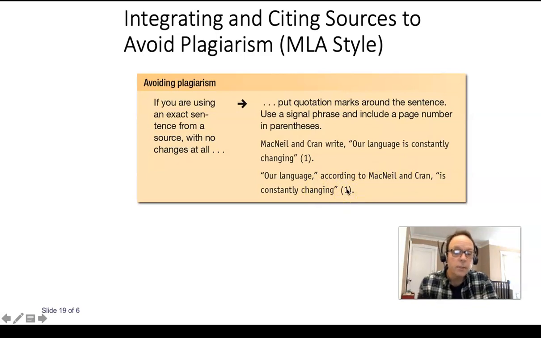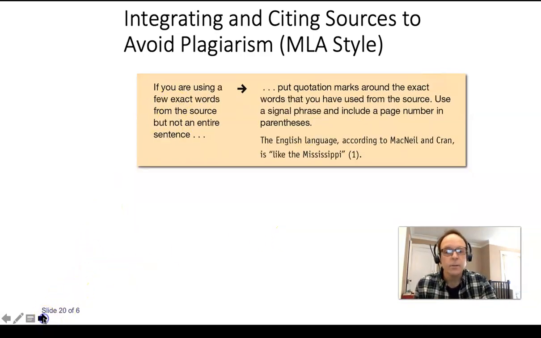Now, this is assuming you're only using one source by McNeil and Cran. Like if you had 3 sources by McNeil and Cran, you might have to do the citation differently. But you've just got one from this person, so it's enough. You listed the name of the person, and then you put the page number it can be found on. That's if you're using an exact sentence. There's different things you can do, though.